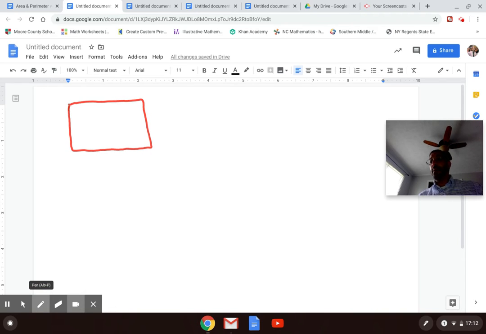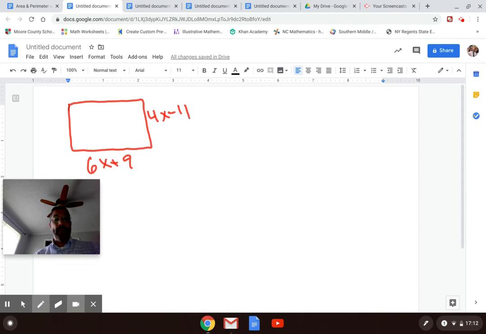And this rectangle, one of my sides measured 6x plus 9. And the other side measured 4x minus 11. And I asked you to find the area of this polynomial. So you know that area equals either length times width or base times height if you're dealing with a triangle. So we're going to use length times width.